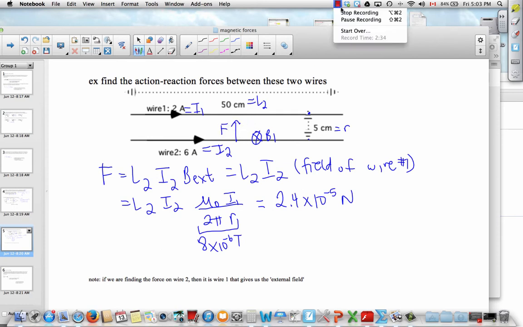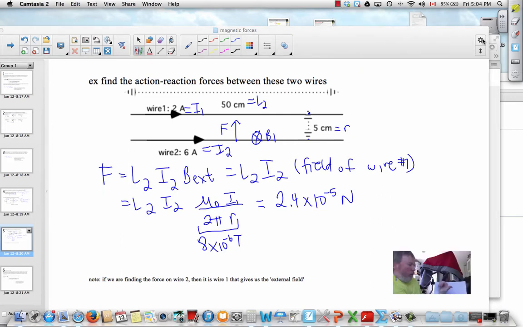Let's try showing you that here using the camera. The current goes into the page below the wire, so everywhere here, B1 is into the page. With the force right-hand rule now, there's the direction of the current. The field from wire 1 is into the page, so the force on wire 2 is directed up the page.